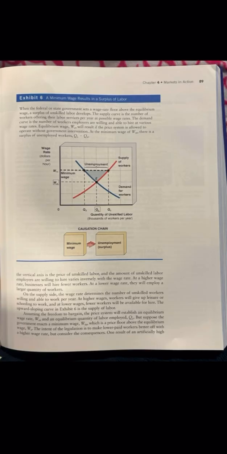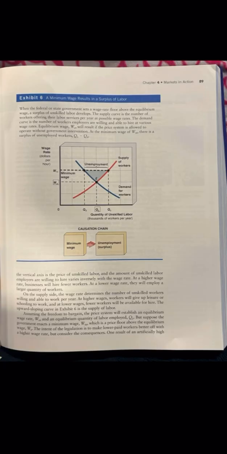On the supply side, the wage rate determines the number of unskilled workers willing and able to work per year. At higher wages, workers will give up leisure or schooling to work, and at lower wages, fewer workers will be available for hire. The upward sloping curve in Exhibit 6 is the supply of labor. Assuming the freedom to bargain, the price system will establish an equilibrium wage rate, WE, and an equilibrium quantity of labor employed, QE. But suppose the government enacts a minimum wage, WM, which is a price floor above the equilibrium wage, WE.